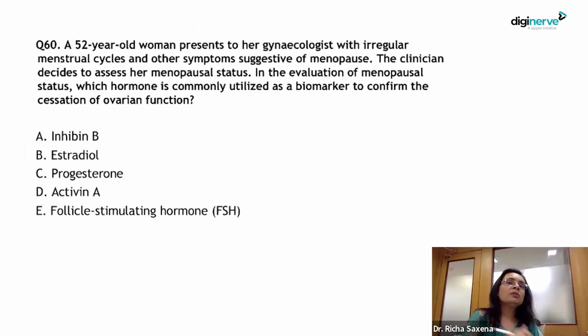A 52-year-old woman presents to her gynecologist with irregular menstrual cycles and other symptoms suggestive of menopause. The clinician decides to assess her menopausal status. In the evaluation of menopausal status, which hormone is commonly utilized as a biomarker to confirm cessation of ovarian function? Yes, FSH. Elevated FSH means that probably she is menopausal. And that means no estradiol or minimal estradiol is being produced in the body.